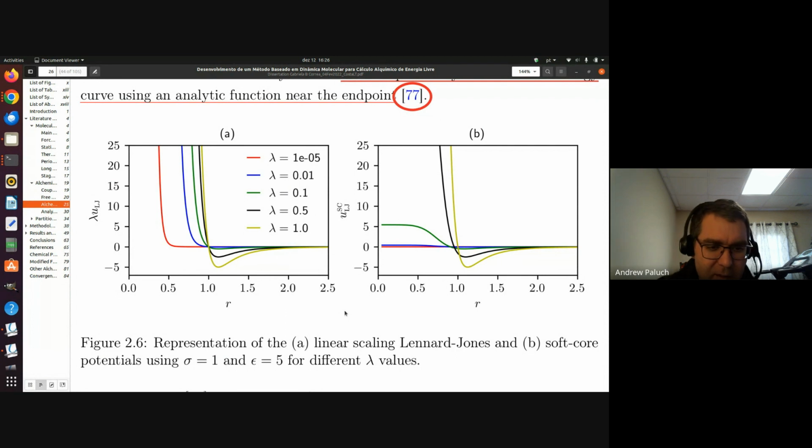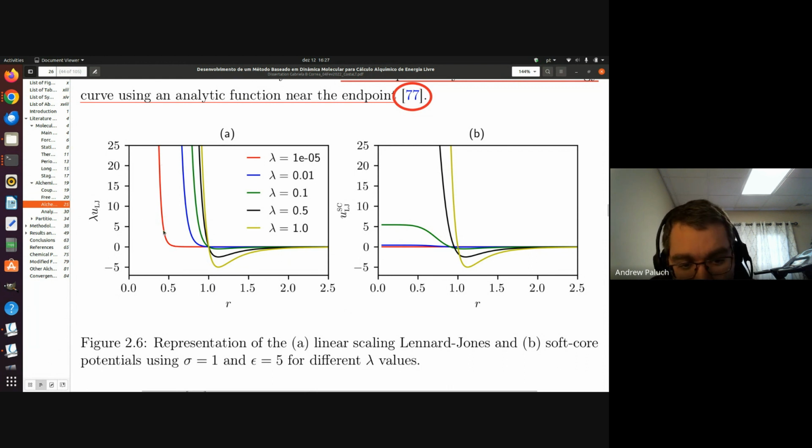So if you look at A, A is looking at the case where I'm just taking my Lennard-Jones potential. That yellow color, the last one, is my full LJ, if I had a scale factor of 1. And the red is just taking that full LJ and multiplying it by a scale factor of 1 times 10 to the negative 5. The challenge is that it still has this repulsive core, so it's still going to infinity at close distances.